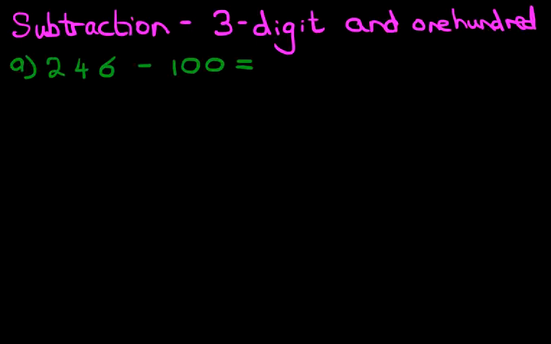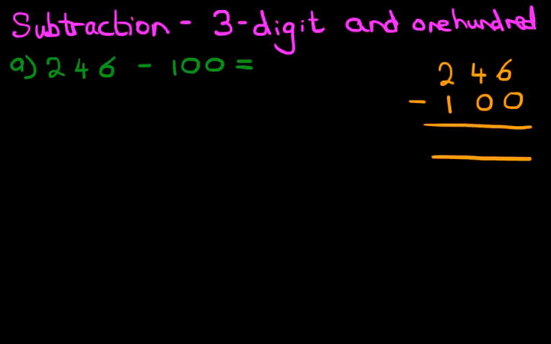So the first stage is to rewrite this question into columns. So let's do that over here. 246 minus 100. Let's label the columns as well. The one on the right hand side is the units column, then we have the tens, and then we have the hundreds. So we have completed stage 1, which is to rewrite the question from the horizontal format into the vertical format.